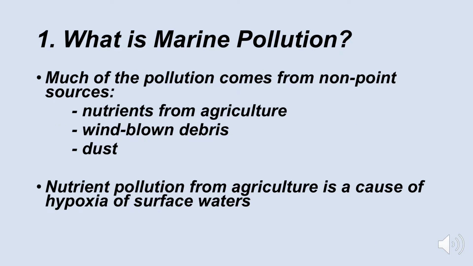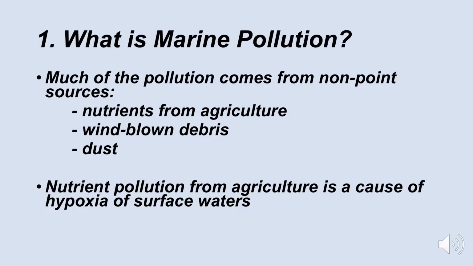Much of the pollution comes from non-point sources. Nutrients from agriculture: agriculture is so dispersed across the planet. We get nitrogen in the ocean, and we don't know where that nitrogen is from. We can't identify the specific farm, so it's a non-point pollutant. Wind-blown debris: we can't identify exactly where it's from. And of course, dust.